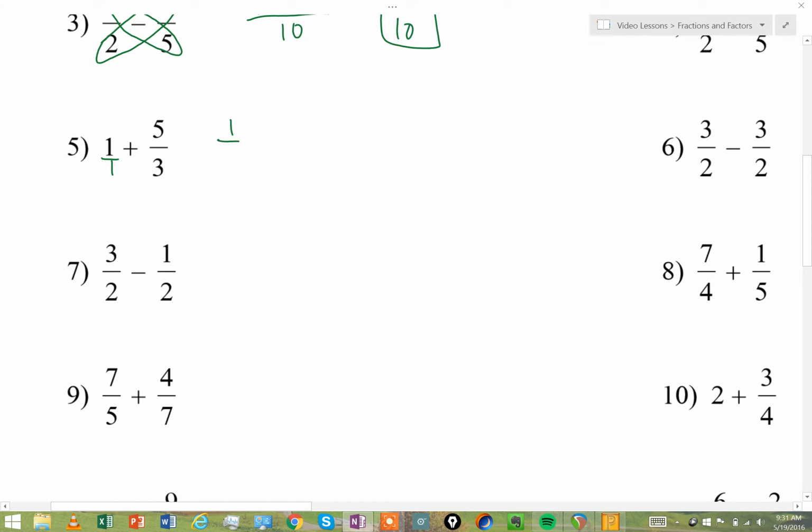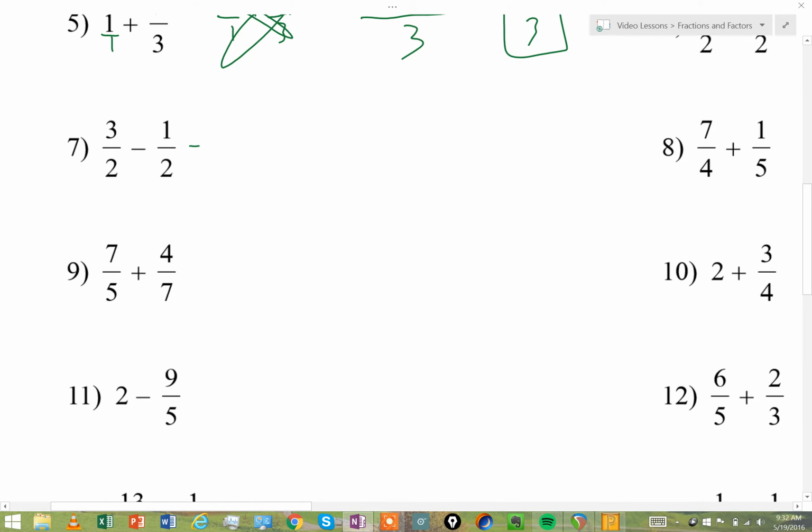So let's see. We'll have 1 over 1 plus 5 over 3. So if we cross multiply, we'll do this one first, which will be 1 times 3, which is 3, right? And then to that, we will add this diagonal, which is going to give 5, and then we divide by the product of the denominators. So that gives 8/3.